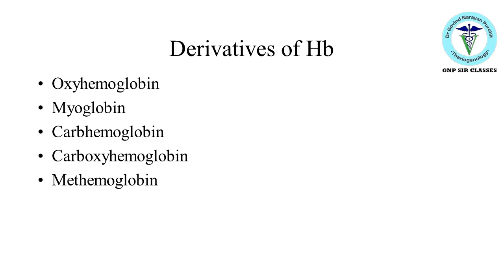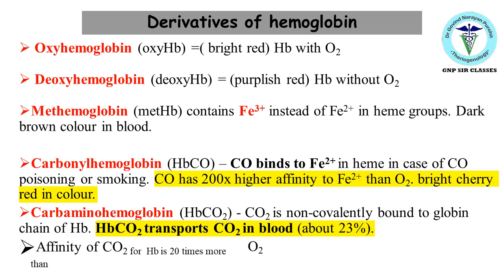Hemoglobin derivatives include oxyhemoglobin, myoglobin, carbohemoglobin, carboxyhemoglobin, and methemoglobin, each with distinct functions and properties. Oxyhemoglobin binds oxygen, while deoxyhemoglobin does not. Carboxyhemoglobin has a high affinity for carbon monoxide, and carbaminohemoglobin transports CO2. Methemoglobin contains Fe3+ instead of Fe2+.